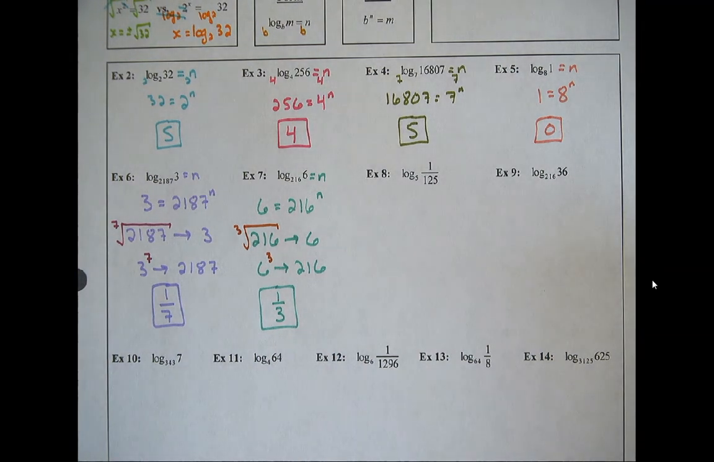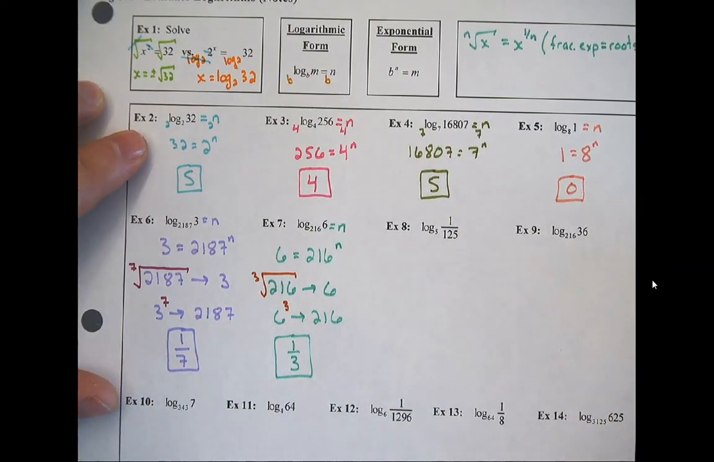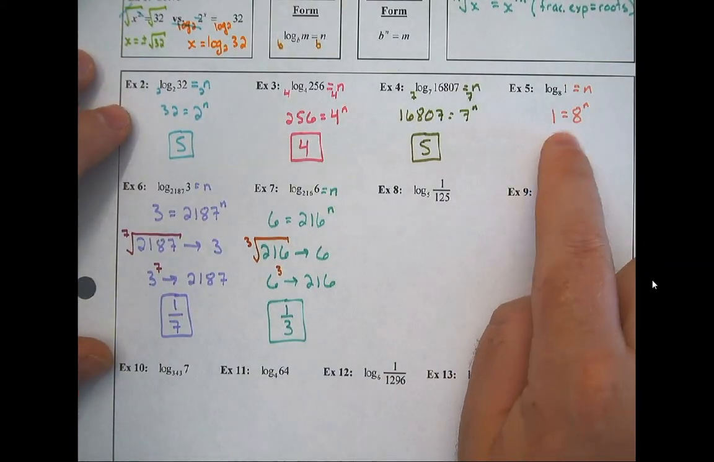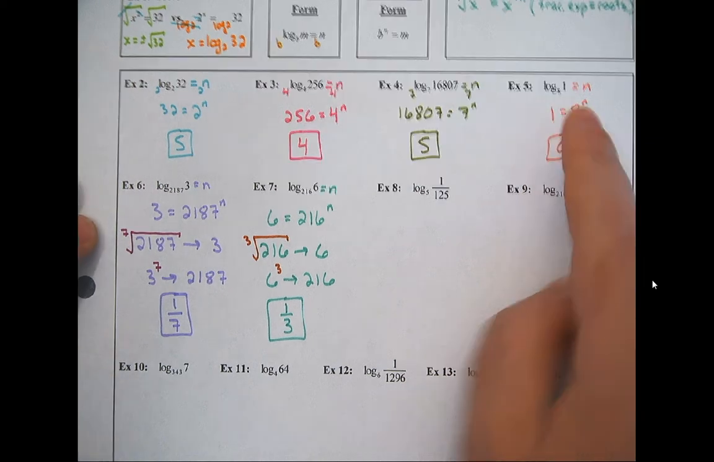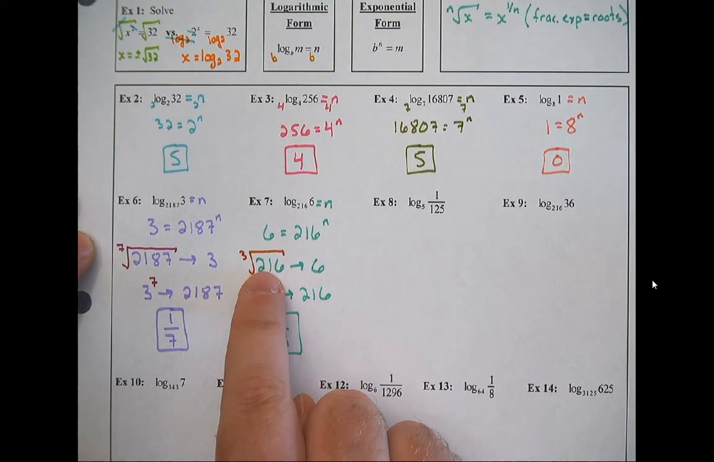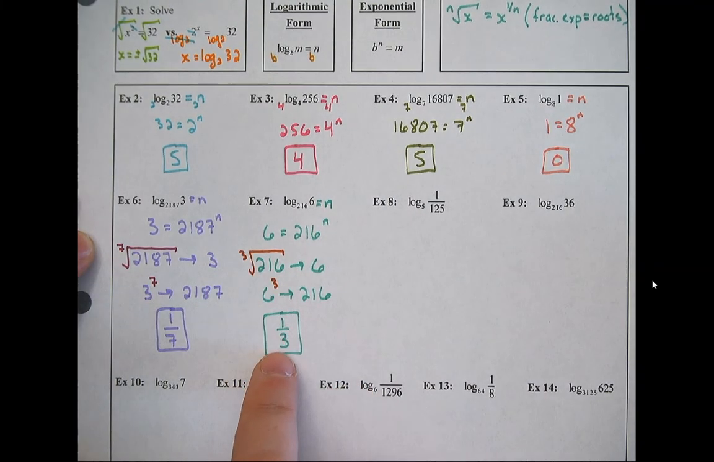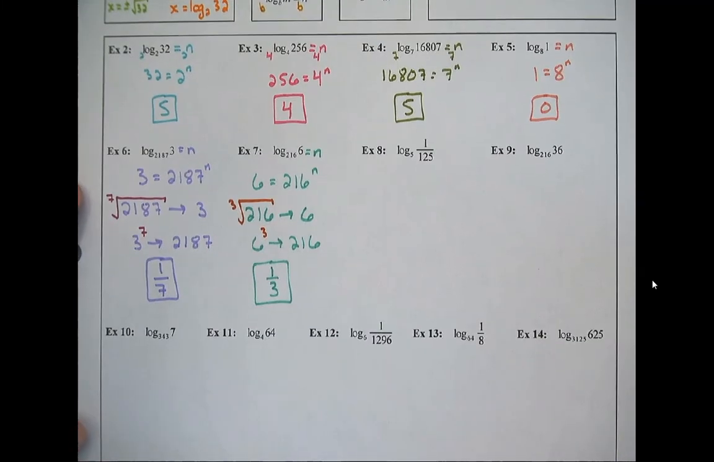So our first idea, we started off with just kind of introducing how to evaluate any sort of logs. Our first trick was if your answer is 1, anything to the 0 is 1. Then we got into fractional exponents, a reminder that if you want to do a root, that's the same as to the 1/3. So 216 to the 1/3 is the same as the cube root of 216.